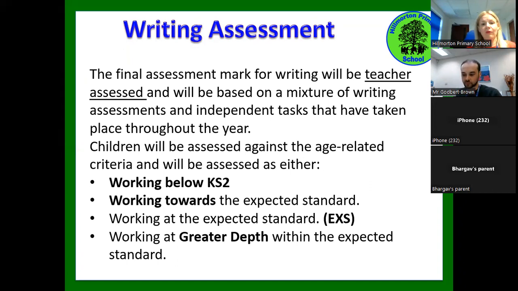But again, you will get the result for that at the same time as the actual SATs test results, but that is teacher assessed.